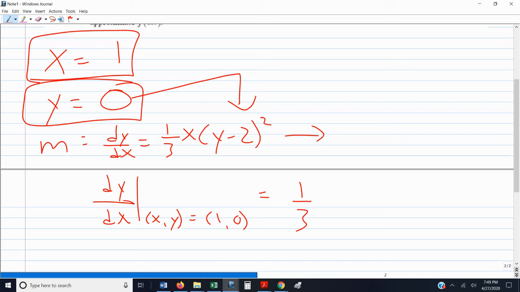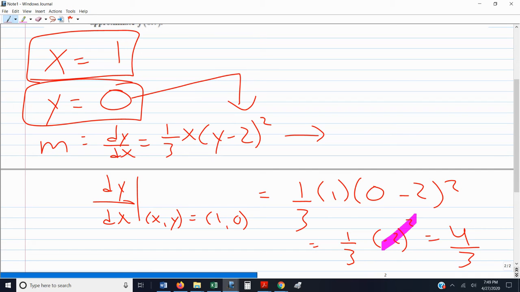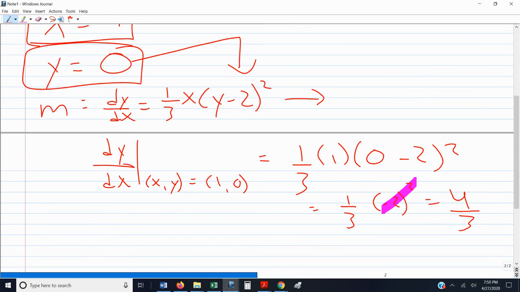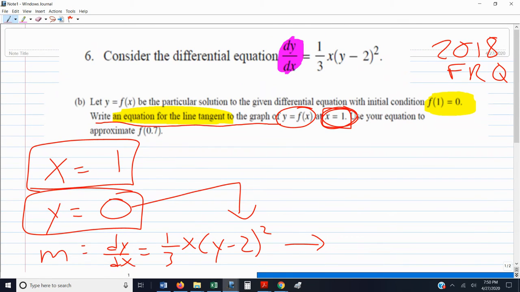So 1/3 x is 1, y is 0, minus 2 squared. And then to simplify that, 1/3 times 1 is 1/3, 0 minus 2 is negative 2, and negative 2 squared is 4, and you get 4/3 is the slope of the tangent line. Okay, so let's go back and see this question.